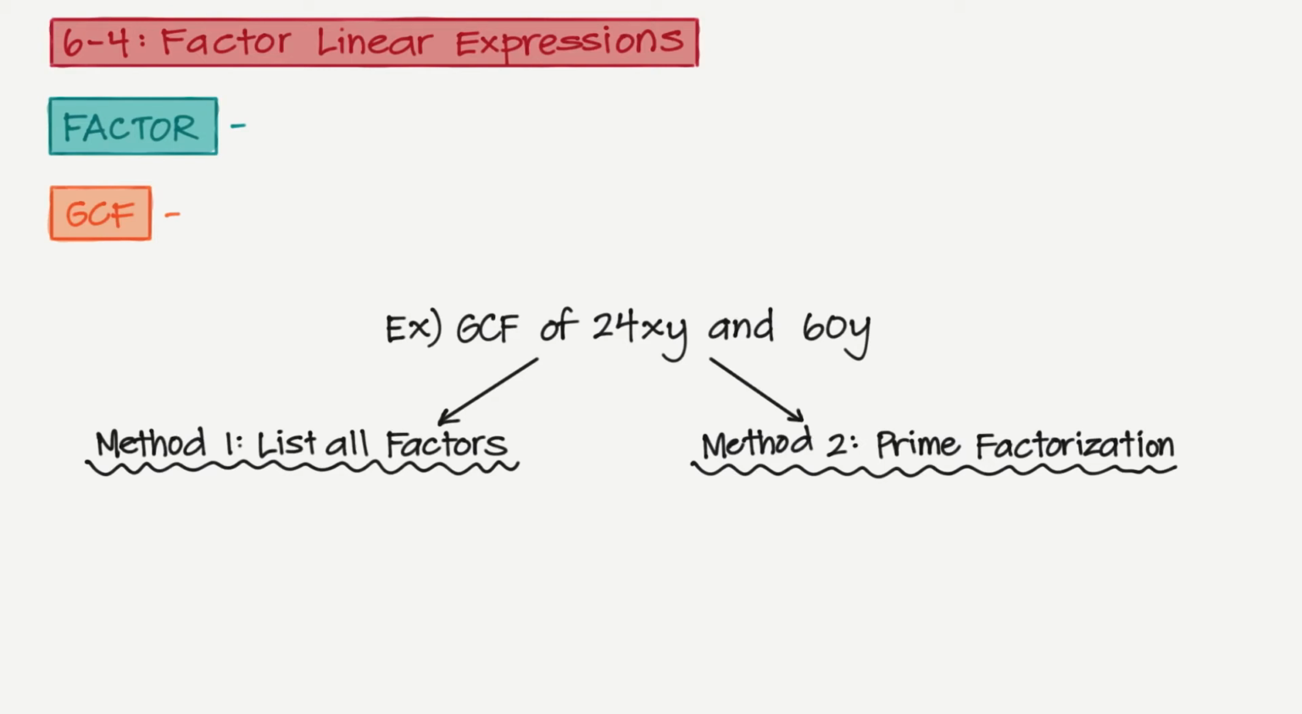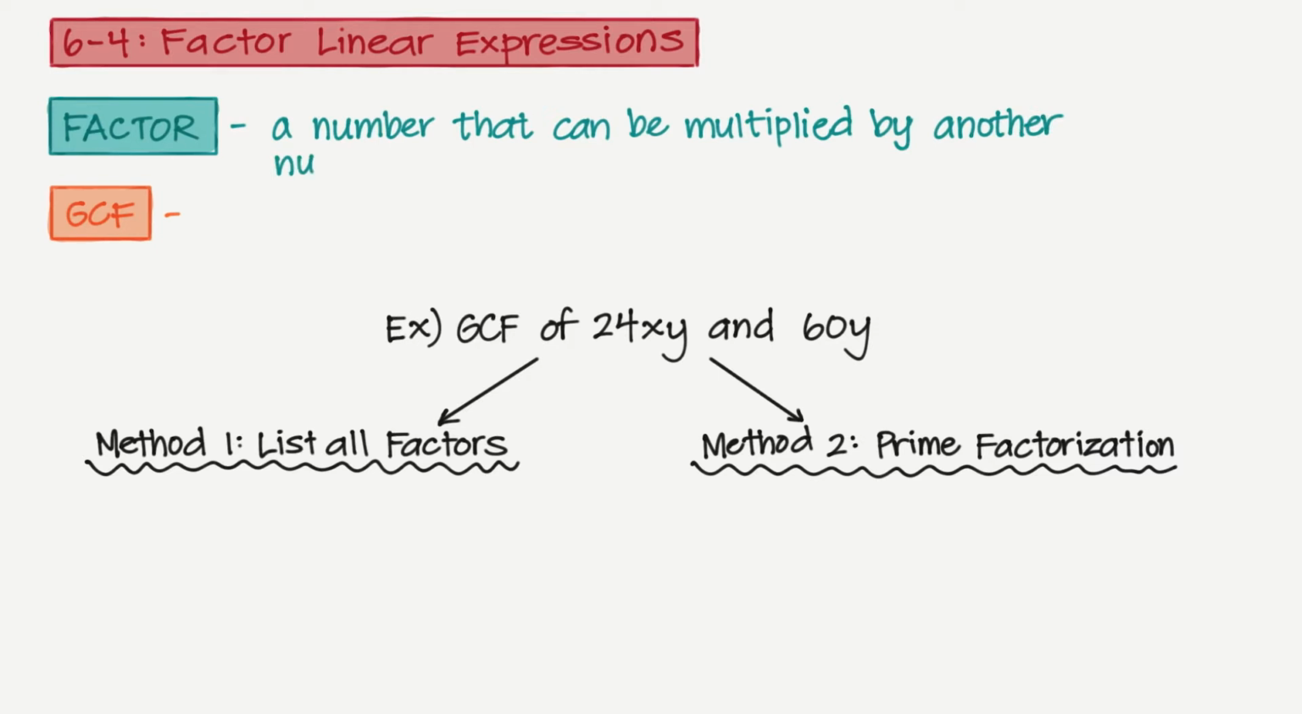Hello class, this is lesson 6-4 about how to factor linear expressions. Now the term factor is really just talking about a number that can be multiplied by another number to get some other number. For instance, if I was going to talk about the number 6, I could say that 2 is a factor of 6 because 2 times 3 gives me 6.